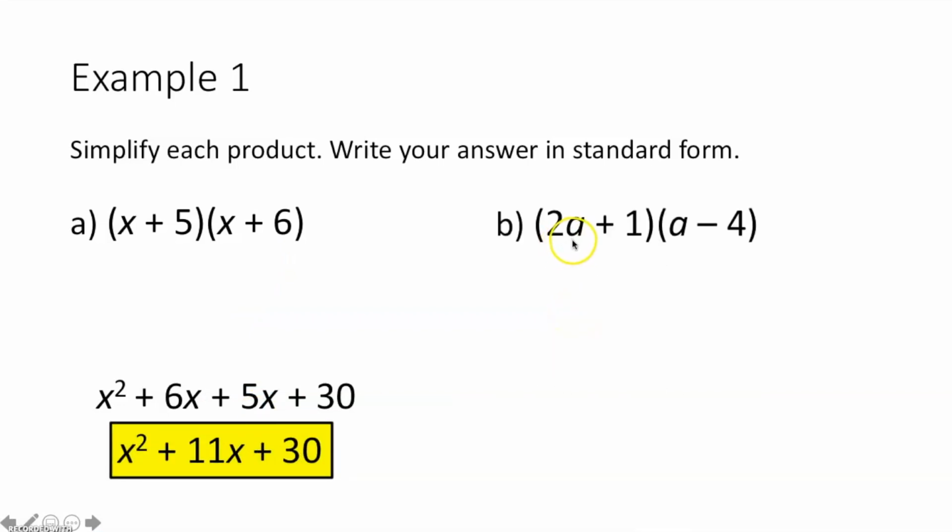Here, we are going to FOIL again. We multiply the first terms together. What's 2a times a? That's 2a squared. Then we multiply the outer terms together. What's 2a times negative 4? That's negative 8a. Then we multiply the inner terms together.